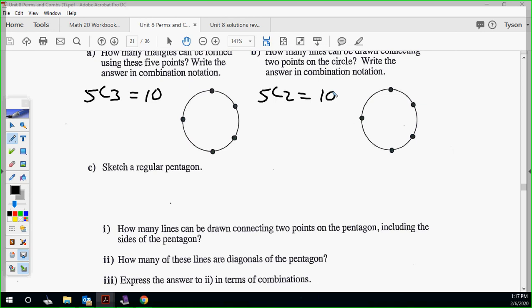Whenever you're sketching a regular pentagon, regular just means they're all equal sides. Pentagon is 5. So just do the best you can. Okay. It says how many lines can be drawn connecting 2 points on the pentagon, including sides of the pentagon? So if I just do these as points, how many points are there? There's 5, and they're saying that we can connect the sides. So that does count. Okay, so then what would you do?